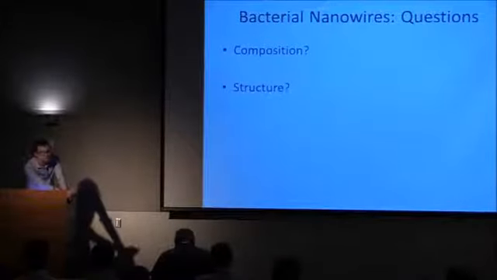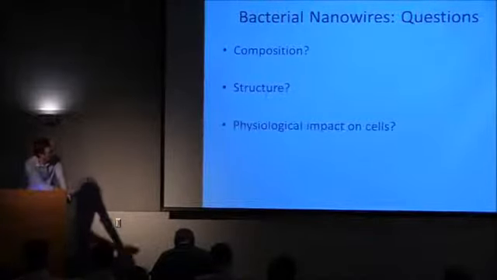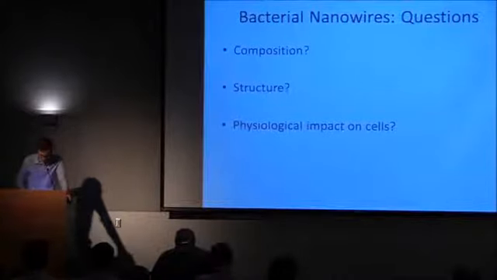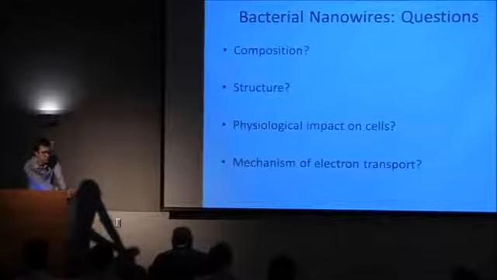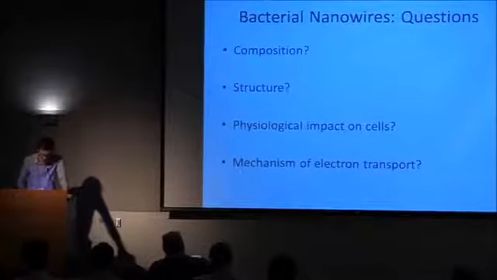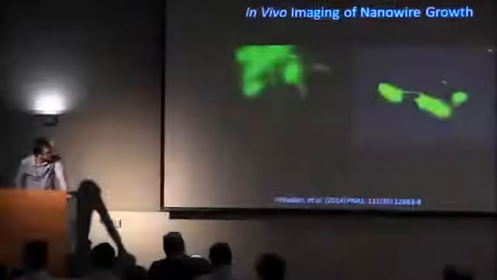The second question was about the structure. Are these structures actually hollow? Are they packed inside? The third was, what is their physiological impact on the cells when they're produced? And the fourth question was about the mechanism of electron transport along the length of these wires. Now, we had the multi-step hopping model as our proposed theory, but we still needed experimental confirmation for that.